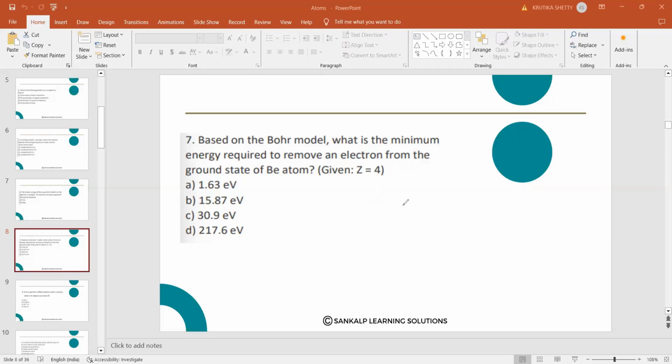E is equal to 13.6 into Z square by n square. So it is 4 square is 16 divided by 1 square. So 13.6 into 16, that is nothing but 217.6. That is option D, the correct option.